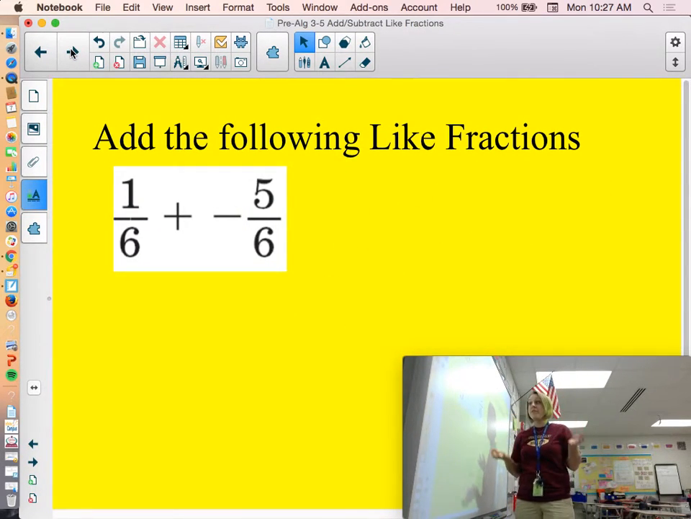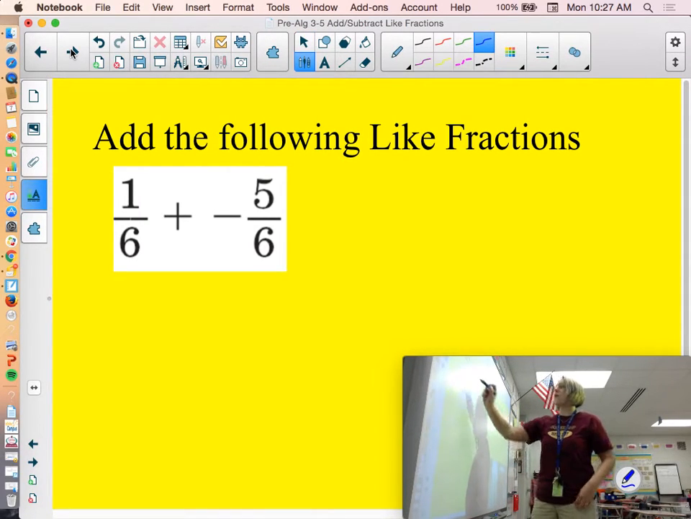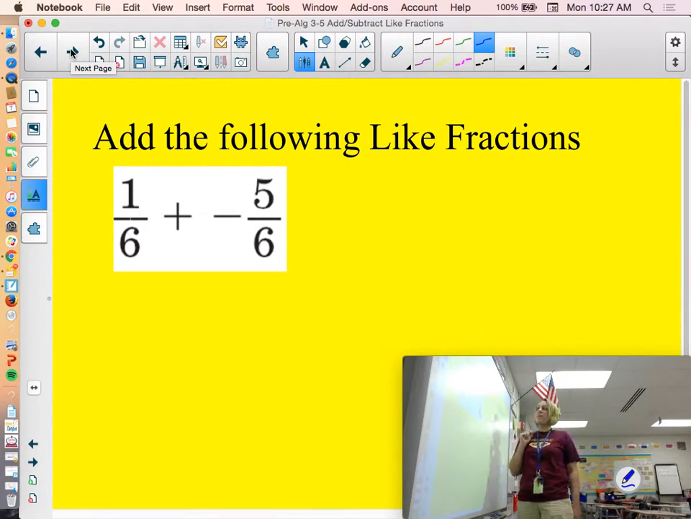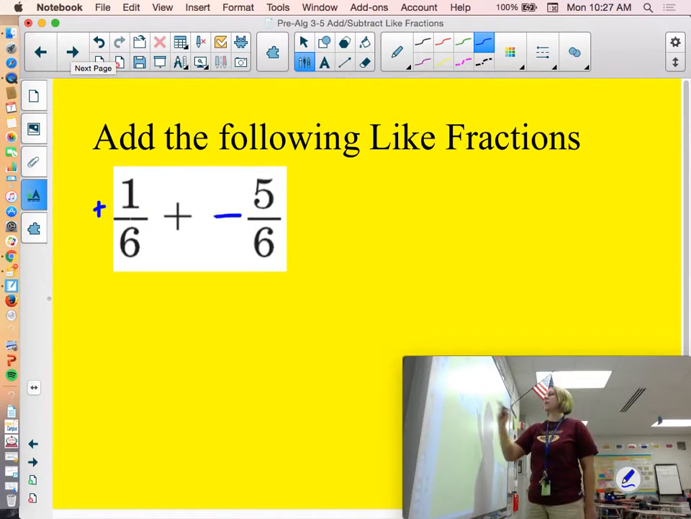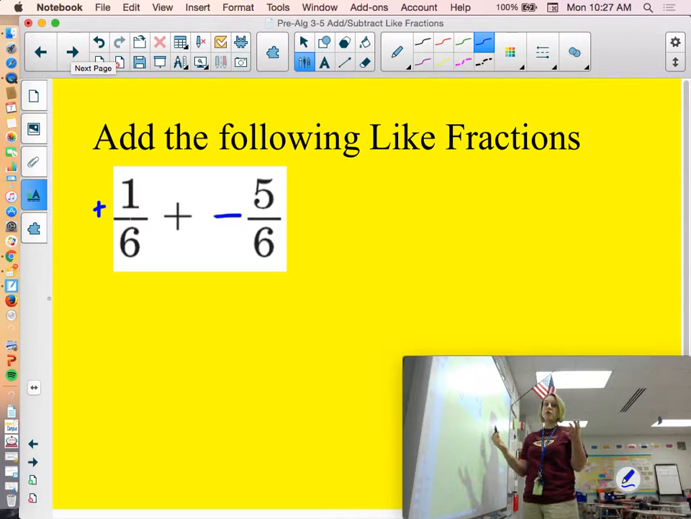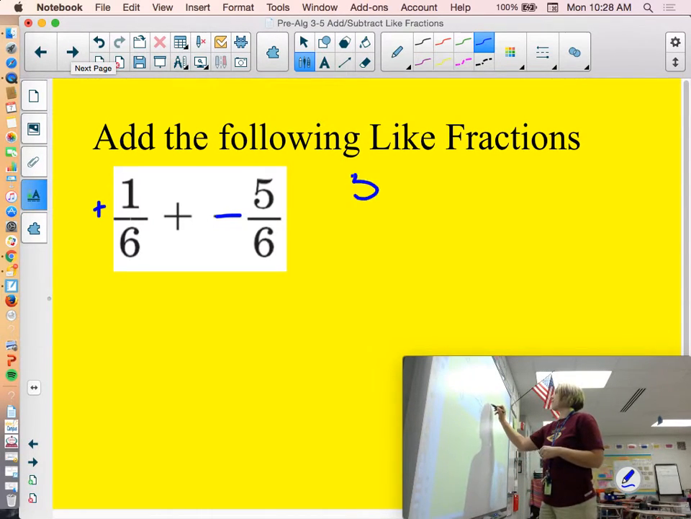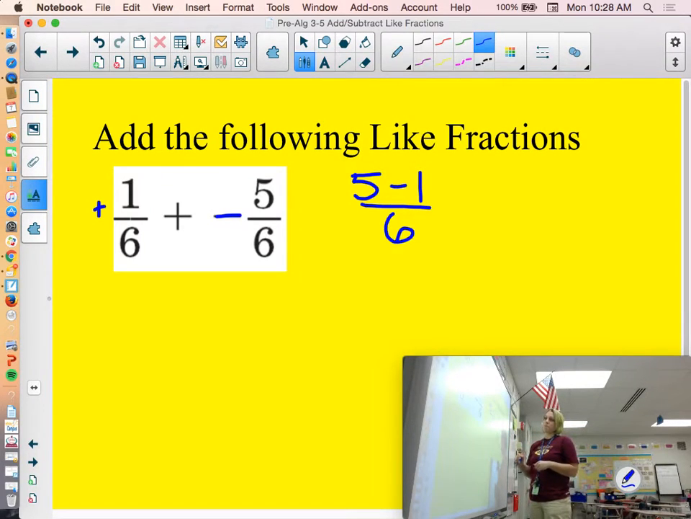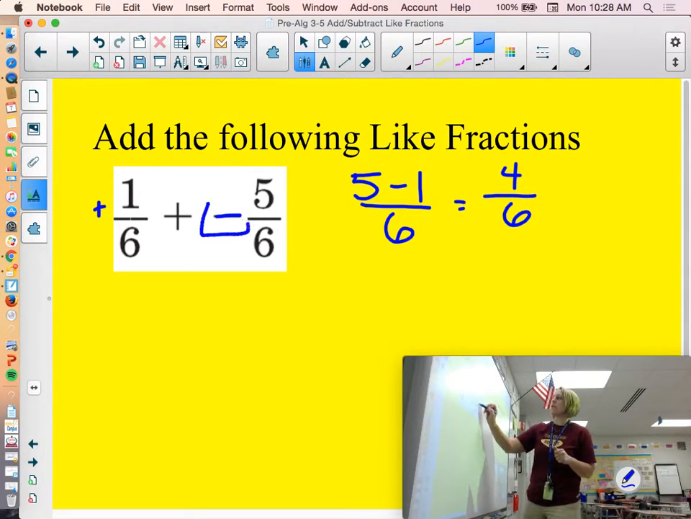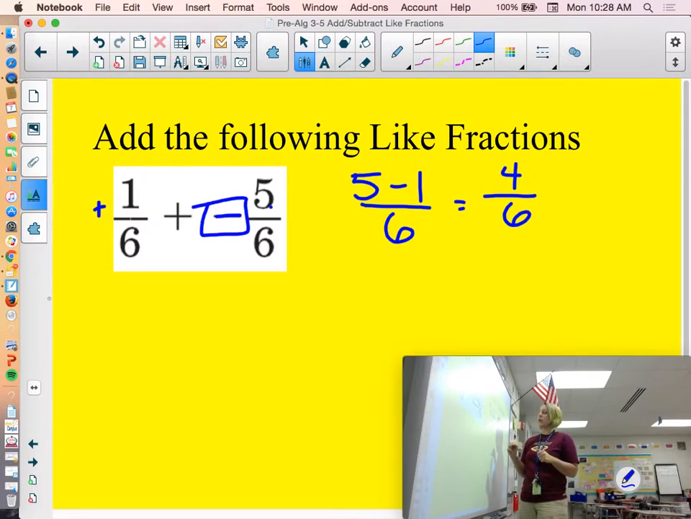We also will have negative numbers. So the same rules apply as what we talked about before. 1/6 plus a -5/6. We have a positive and a negative. Different signs we have to subtract. So we do 5 minus 1, and the denominator stays the same. So that would be 4/6. You have to remember what the sign is though. This negative is the bigger, so we keep it negative.